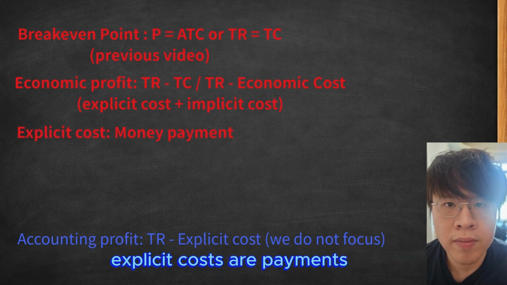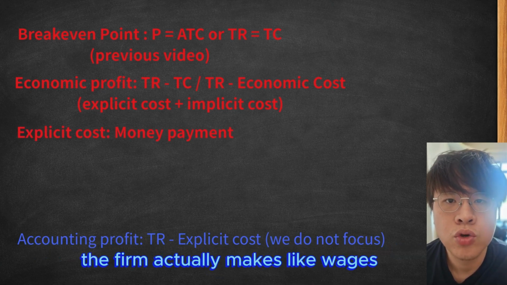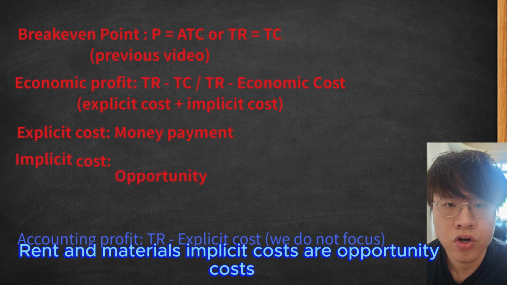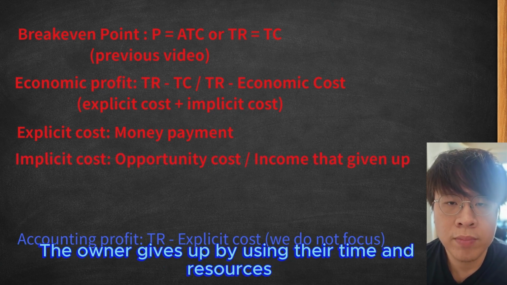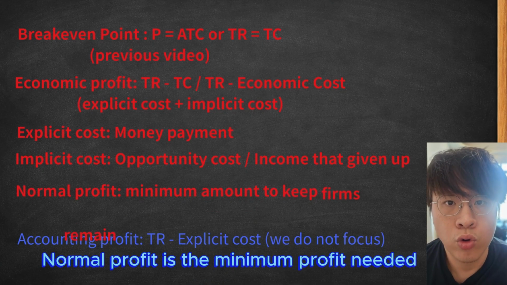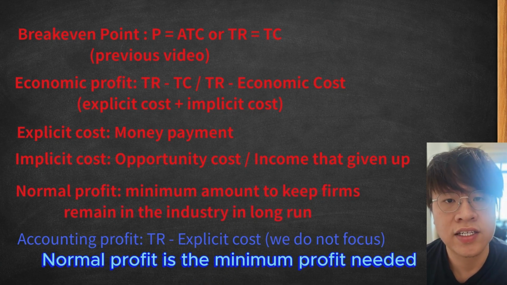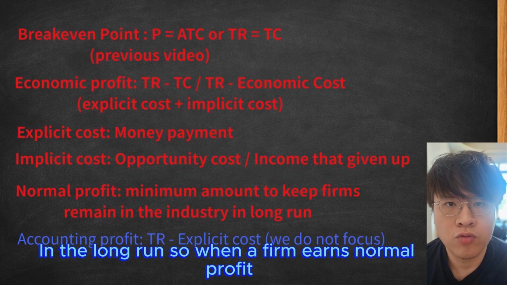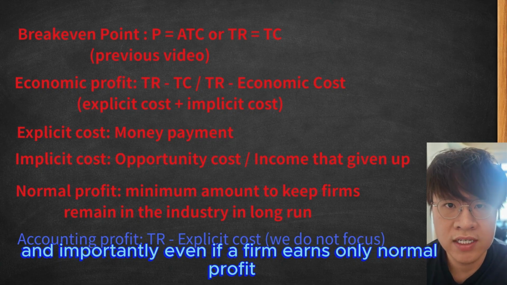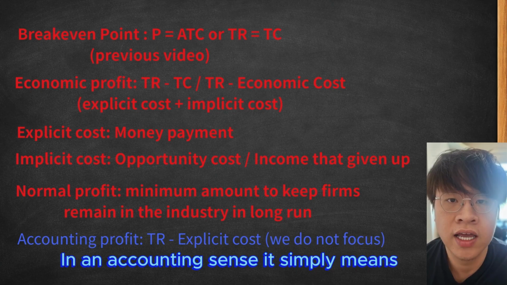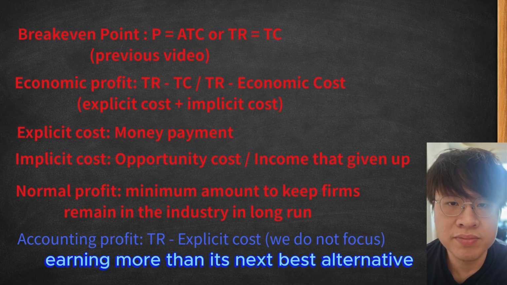Explicit costs are payments the firm actually makes, like wages, rent, and materials. Implicit costs are opportunity costs, like the income the owner gives up by using their time and resources in this business. Normal profit is the minimum profit needed to keep the firm in the industry in the long run. So when a firm earns normal profit, it is earning just enough to cover its economic cost. And importantly, even if a firm earns only normal profit, it is still earning profit in an accounting sense. It simply means the firm is not earning more than its next best alternative.